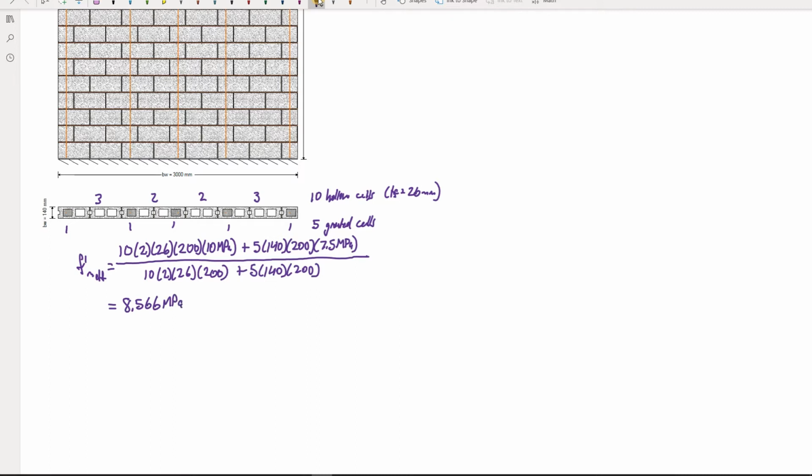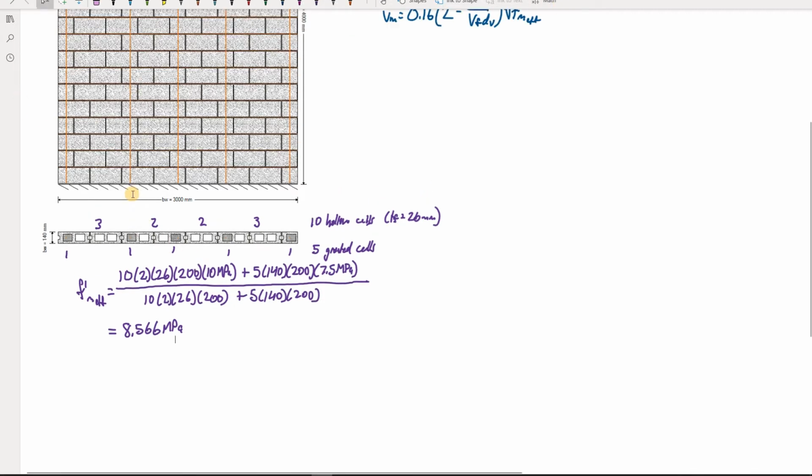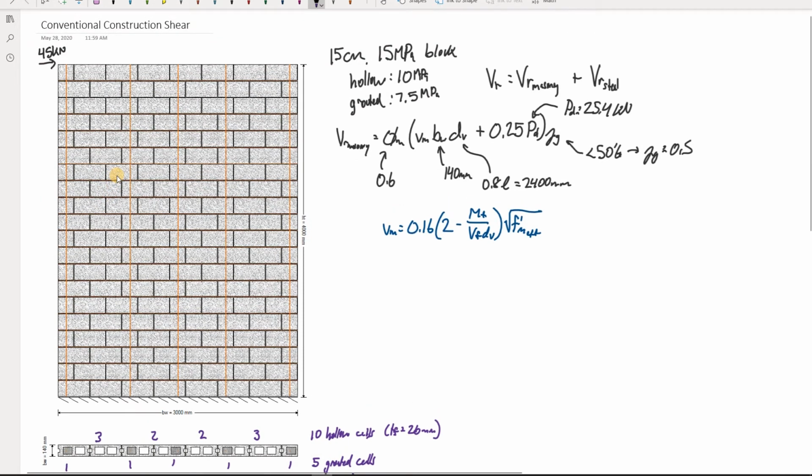MPa. And so that is, if we treated this almost as if it was one strength, not taking into account which strength is where, we get an average of this. And that's just because when you go back to that shear equation, this is the number that we need. So I'm going to scroll back up. So we have this f'm effective of 8.566 MPa.